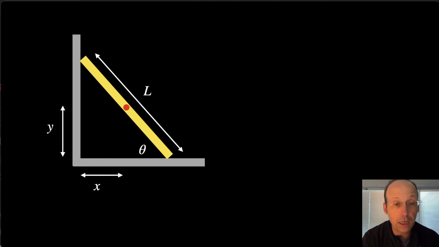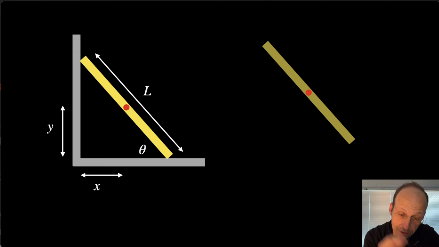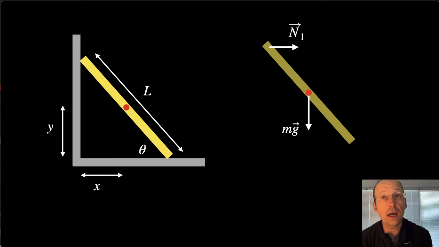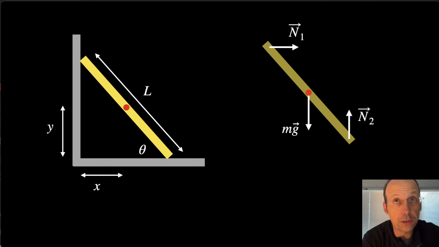Okay, so let's model this ladder. So I have a stick, right? I have a stick. I have the center mass of the stick. And I want to think about what forces are acting on this stick. I have the gravitational force pulling down. That's pretty easy. It acts at the center of mass, assuming a uniform ladder. And then I have an interaction with the wall, and it's a normal force, so it's perpendicular to it, and it pushes in the x direction, and then a force pushes in the y direction. So I have these 3 forces acting on it.